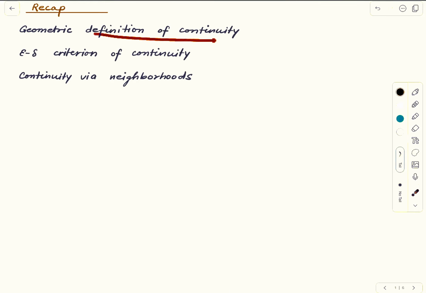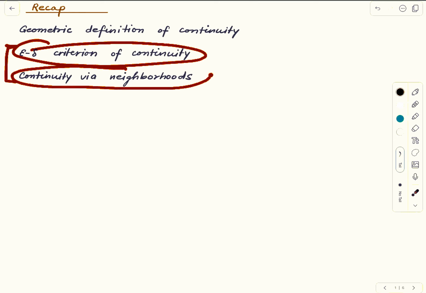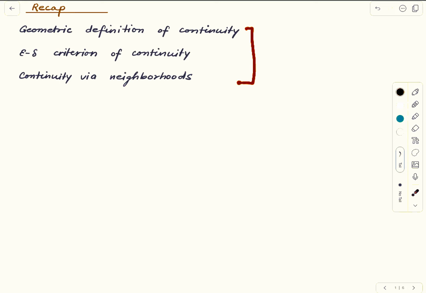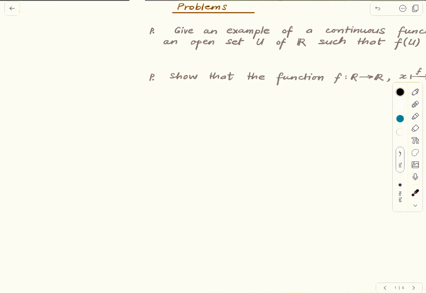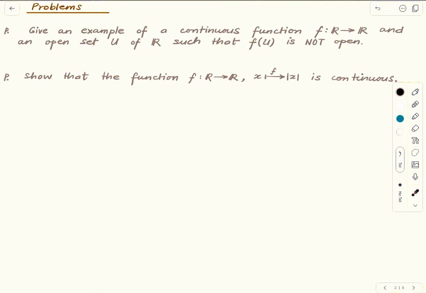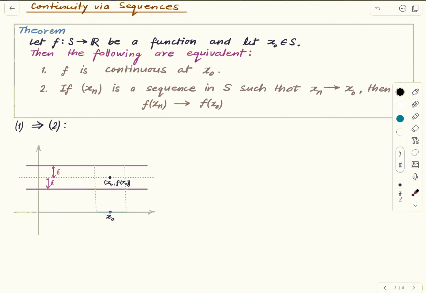So first, we defined continuity via something I call the geometric definition. Then we showed that it is equivalent to the epsilon delta criterion and the criterion via neighborhoods. Let me not get into details of this. I'm assuming you have familiarized yourself with these pretty well. Here are two problems for practice. And now let us get started.